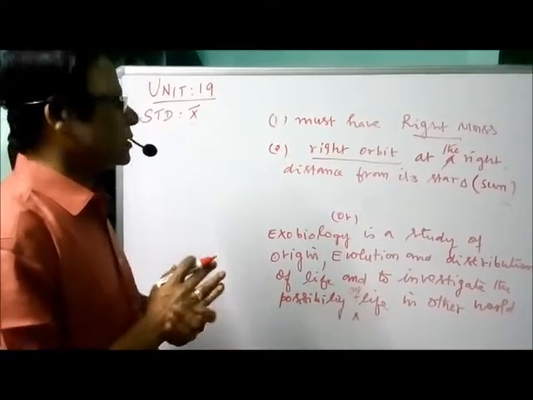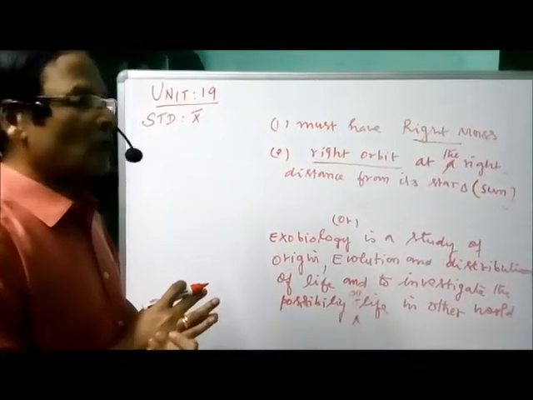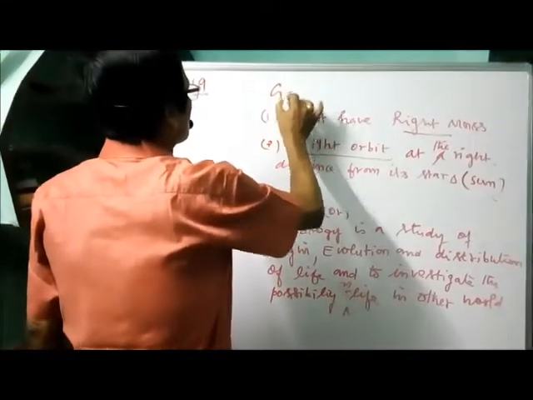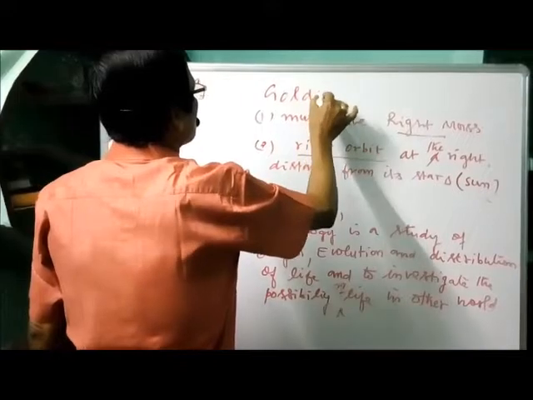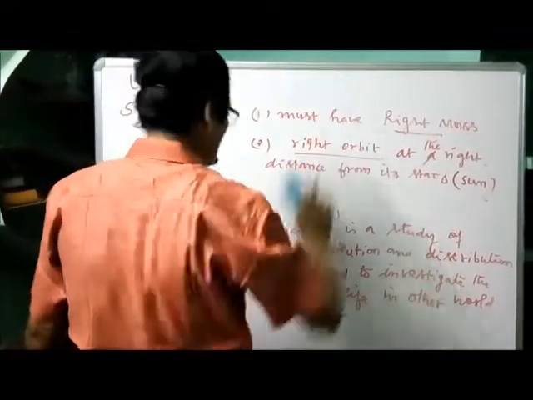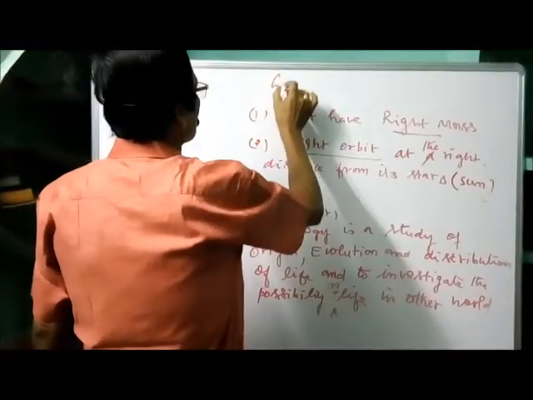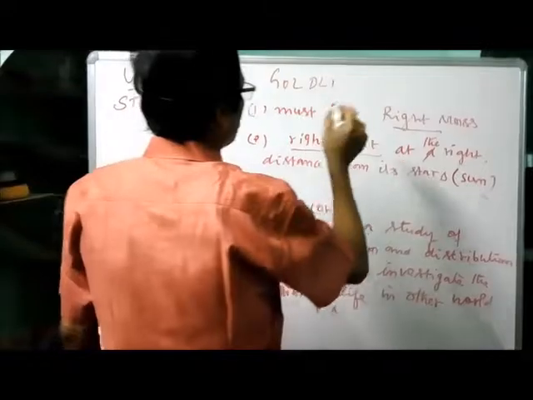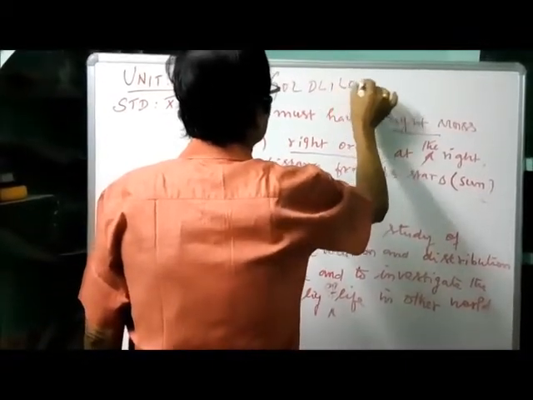And this zone is often referred to as the Goldilocks zone. This habitable zone is aptly called the Goldilocks zone.